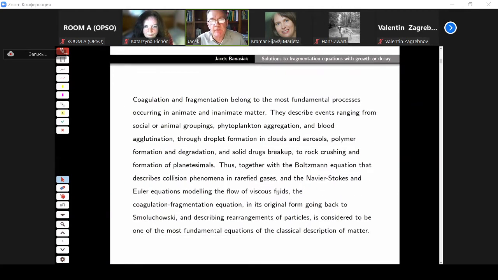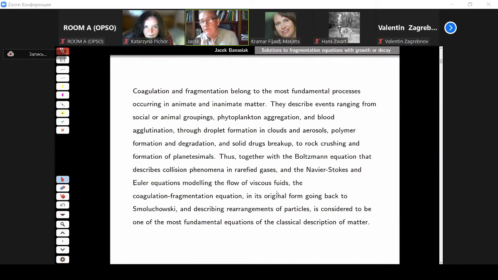Let me start with a quotation, which in some sense makes me very proud of working in fragmentation and coagulation problems. Coagulation and fragmentation belong to the most fundamental processes occurring in animate and inanimate matter. They describe events ranging from social and animal groupings, phytoplankton aggregation, blood agglutination, droplet formation, solid drugs breakup, and so on and so on. Therefore, together with the Boltzmann equation that describes collision phenomena in rarefied gases, the Navier-Stokes and Euler equations modeling the flow of fluids, the coagulation fragmentation equation in its original form going back to Smoluchowski, and describing rearrangement of particles, is considered to be one of the most fundamental equations of the classical description of matter.